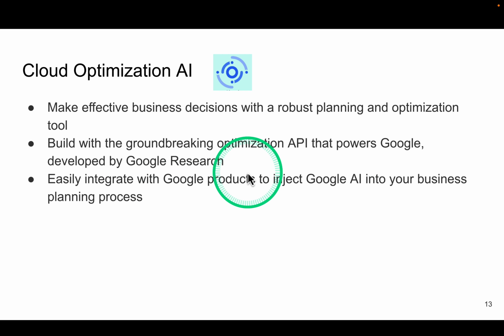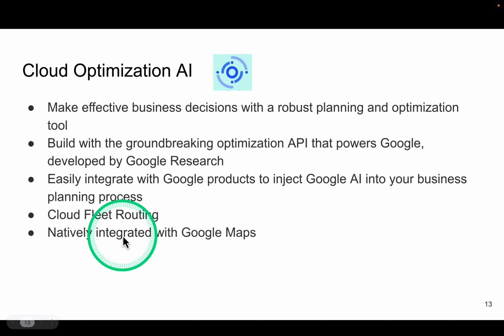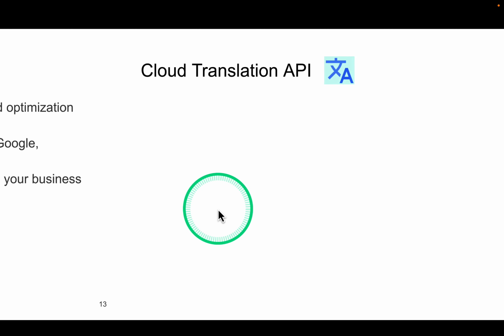So just think of it as some kind of business planning tool. For example, something like Cloud Fleet Routing, natively integrated with Google Maps.